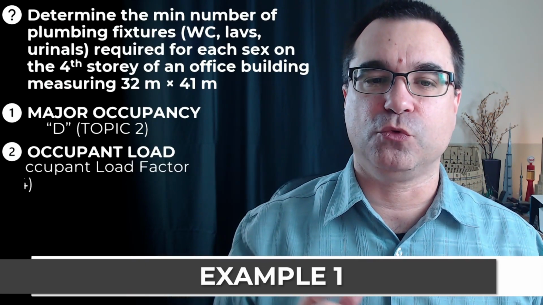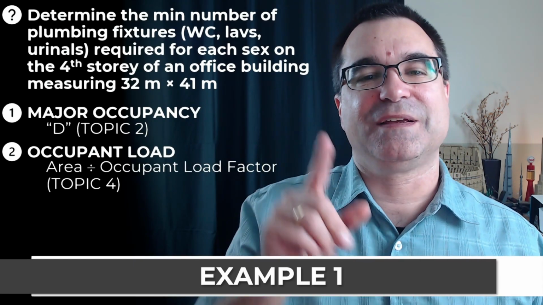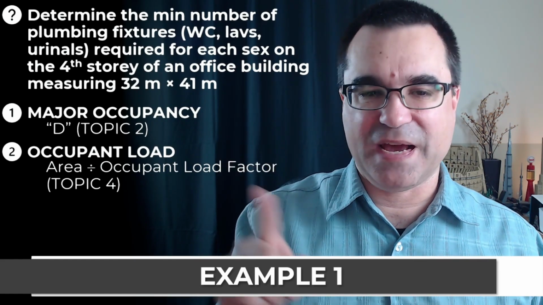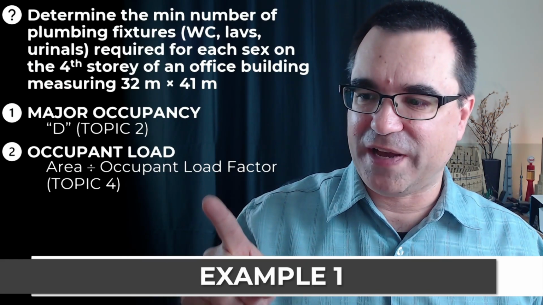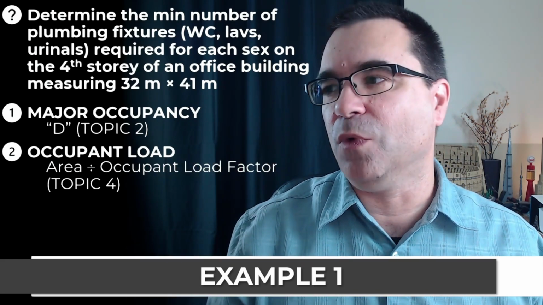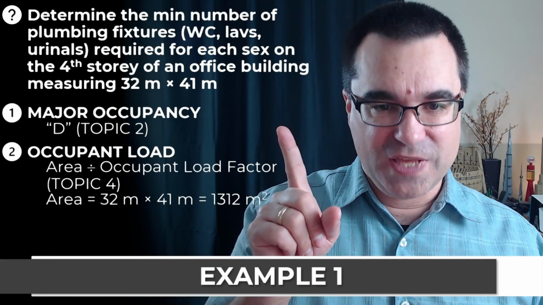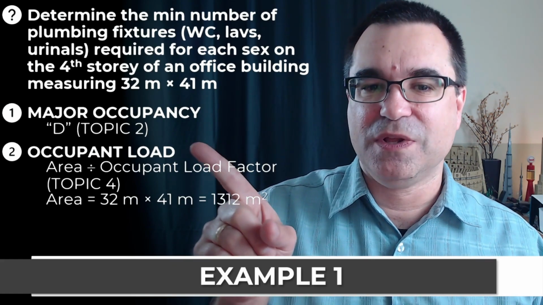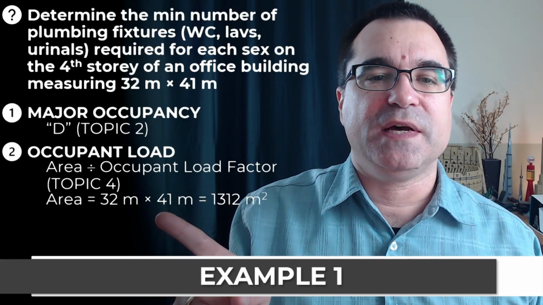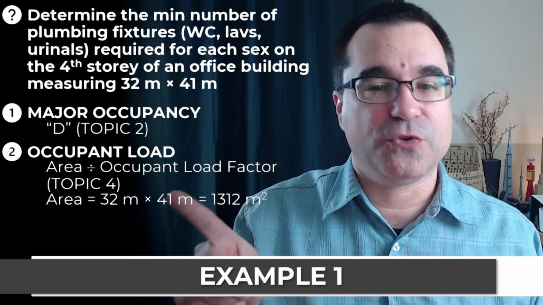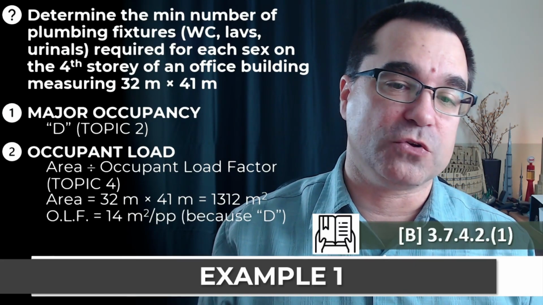Step number 2 is the occupant load. We're going to calculate the number of people for plumbing fixtures only that are going to be required in this space. That requires you to do a division between the area and the occupant load factor from table 3.1.17.1, according to topic 4. But don't forget, there's something special about D major occupancies for plumbing. Let's figure out the area. The area is the length times the width, so 32 meters times 41 meters equals 1,312 meters squared.